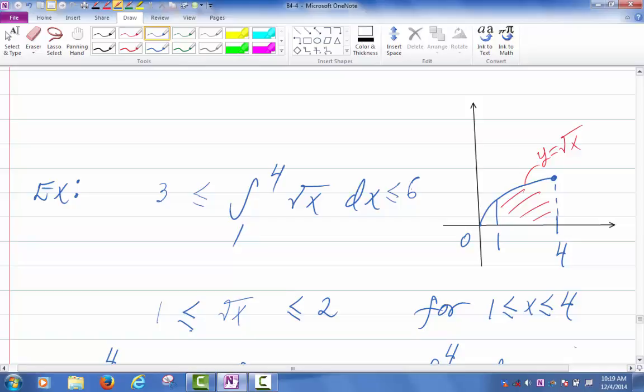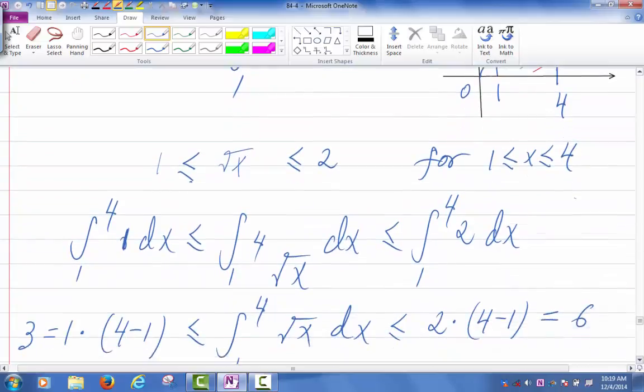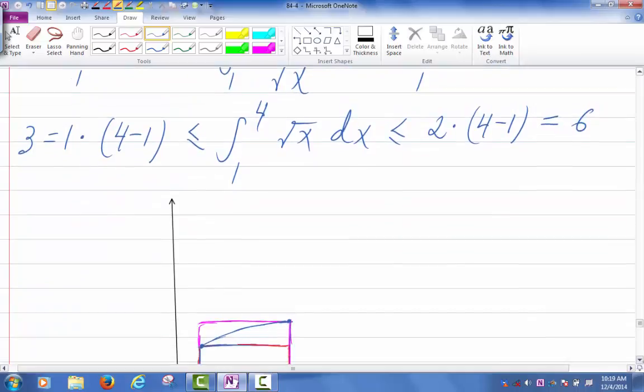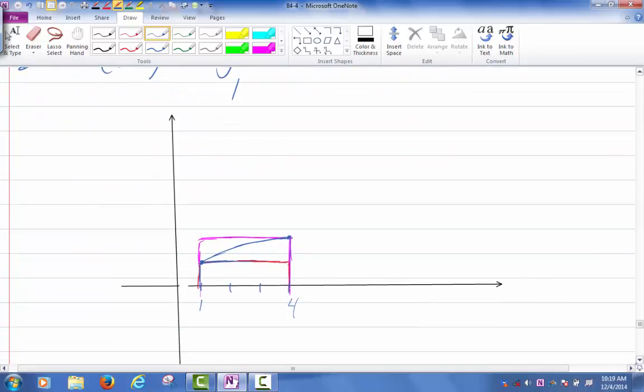We know that root x is greater than 1 if x is bigger than 1, and root x is less than 2 if x is less than 4. So by using the fact that root x is between 1 and 2 when x is between 1 and 4, I can say that the integral of root x between 1 and 4 is between 3 and 6.